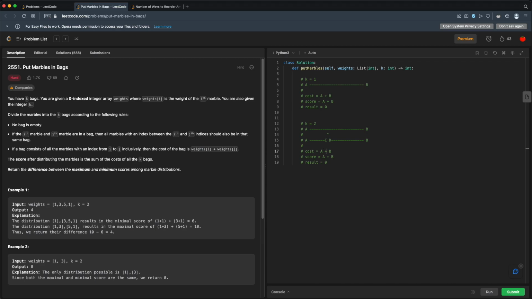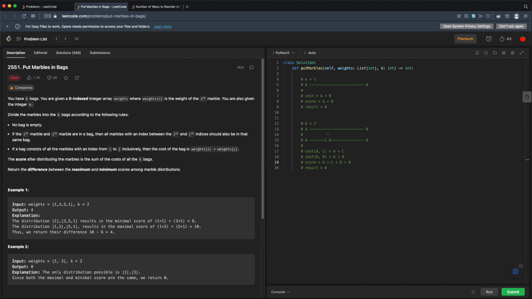Let's see. We have 2 costs now. We have cost AC, and that's just A plus C. We also have cost DB, and that's just the cost of D plus B. All right, now our score is just the sum of these costs. So that's really A plus C plus D plus B. So we basically just sum all of these marbles together.